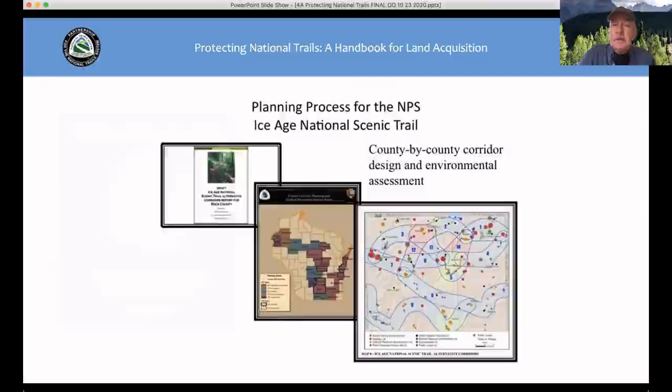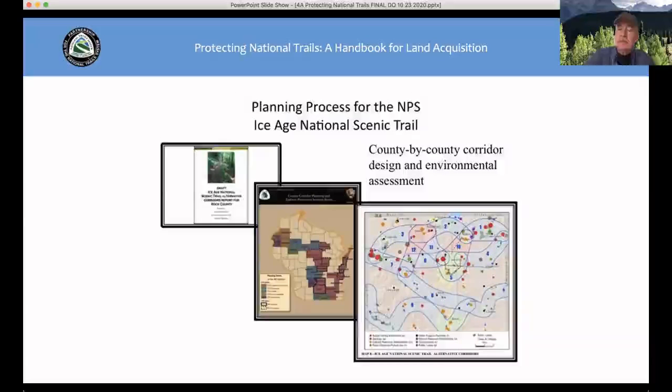This is the planning process for the Ice Age National Scenic Trail. It started with their comprehensive plan, then worked through a county corridor planning process. That happened on a county-by-county basis throughout the state of Wisconsin. They're well past halfway at this point with, I think, 12 completed county corridor planning processes, 3 underway, and then 2 will get them pretty close to the finish line.